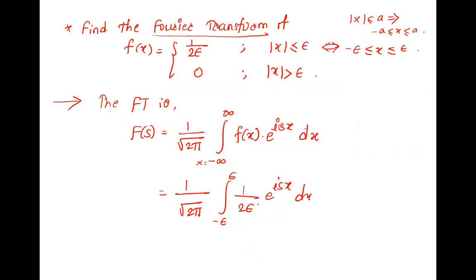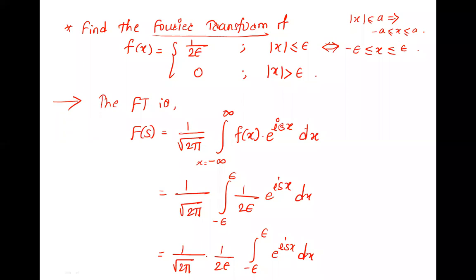But what about this epsilon? Is it a variable or constant? Constant. Epsilon is always a constant, a very small number. So 1 upon 2 epsilon will come out of the integration, giving 1 upon root 2 pi, 1 upon 2 epsilon, and the integration we write as it is. What is the integration of e raised to isx?